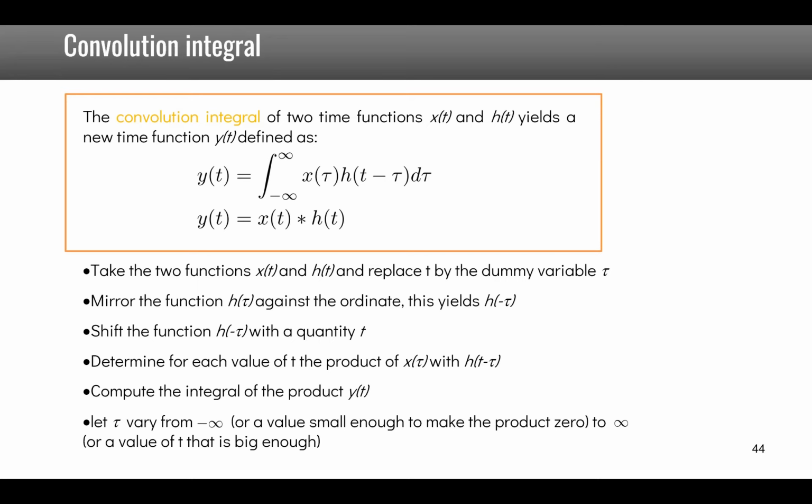Then you can mirror function h of tau to yield h of minus tau, shift this function with the quantity t to get h of t minus tau, and then for each value of t, you multiply x of tau by h of t minus tau, and you compute the integral. And by varying tau from minus infinity to plus infinity, you have the final function.